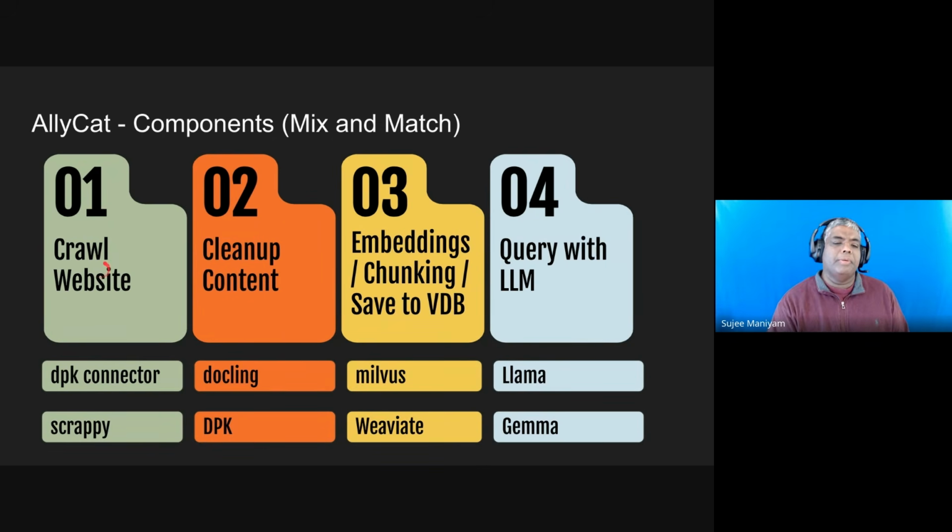For example, for crawling a website, I'm using the Data Prep Kit connector, but let's say you want to use Scrapy, that's fine. You can plug in Scrapy and use it. I'm using Docling for my cleanup, but you can also use Data Prep Kit itself for cleanup or any other program. For the vector database, I'm featuring Milvus, but you can plug in any other open source one like Weaviate, Pinecone, any of those. And finally, LLMs, you can pretty much try them out. Here I'm using Llama as my default, but you can try other open source LLMs and see which one works for you. I'll show you a demo and how you can do that.